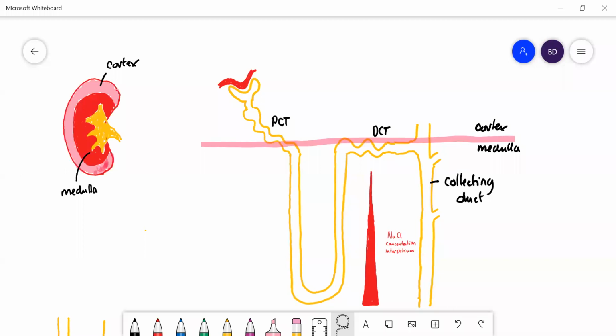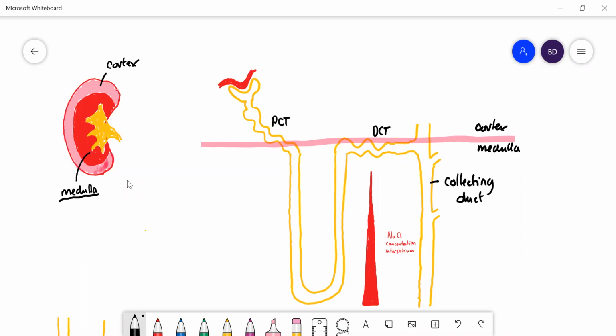Okay, we're going to talk about the role of the loop of Henle in this video. The role of the loop of Henle is to make the renal medulla very salty, to make the concentration of sodium chloride very high there.